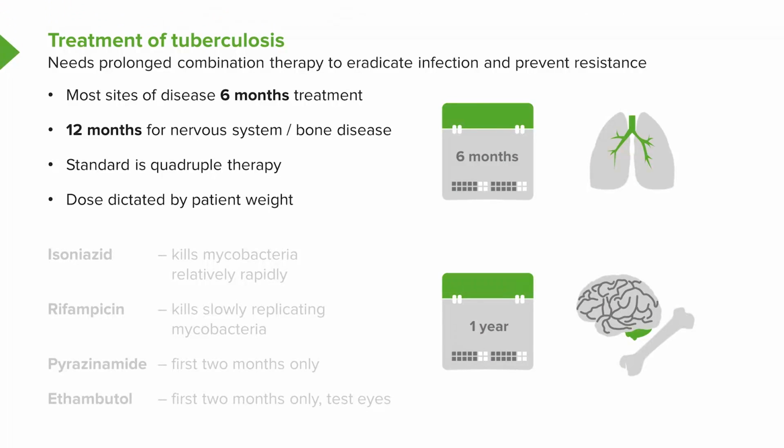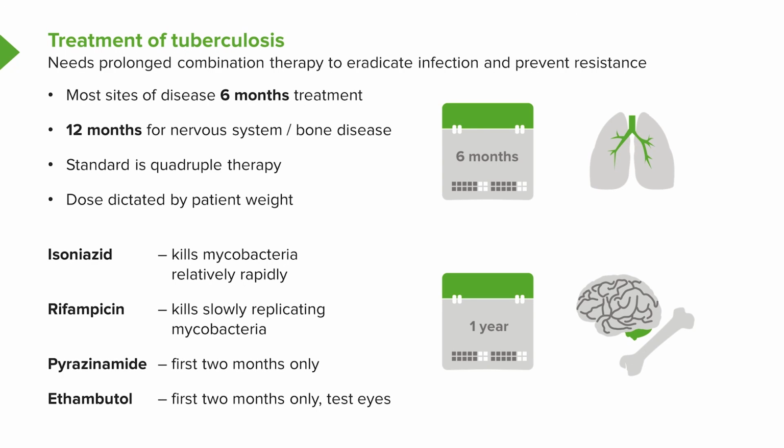The 4 drugs that we use are isoniazid and rifampicin. Those are the most effective drugs and the ones that are kept going for 6 months. For the first 2 months, we give the patient pyrazinamide and ethambutol as well. Ethambutol can affect the eyes, and therefore we test the eyes before we start that drug.